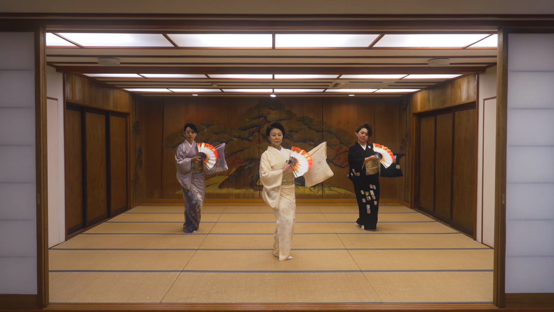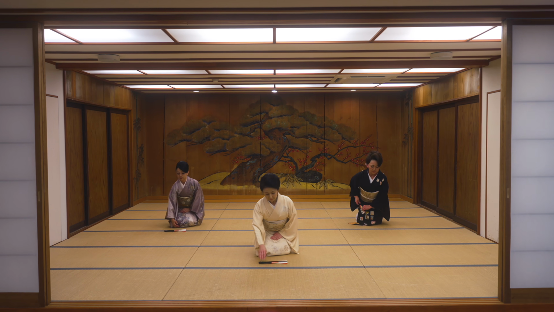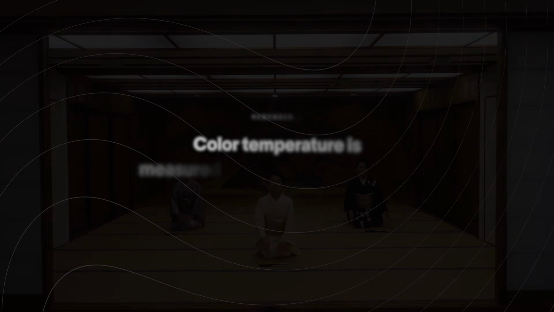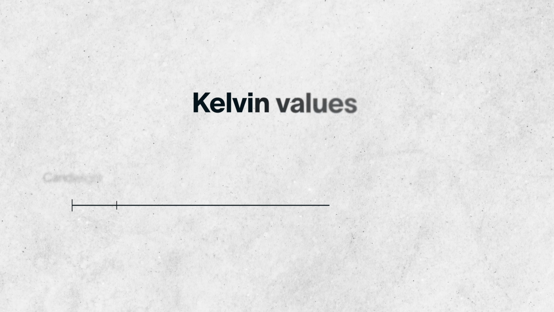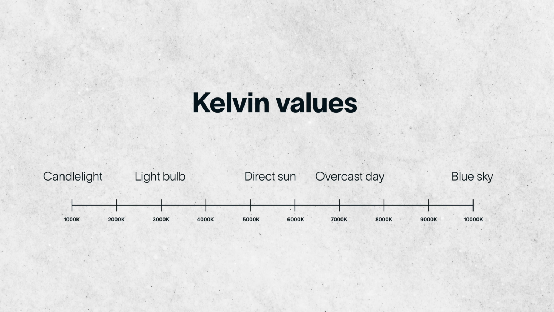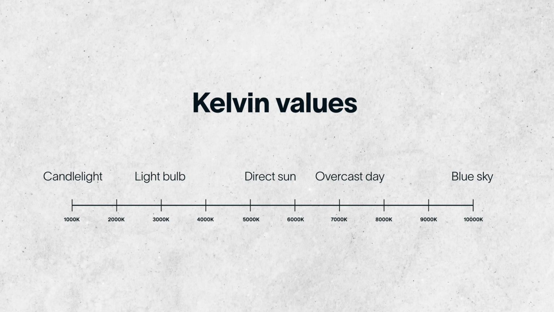Tungsten bulbs give off a very warm orange glow, while fluorescent lights are much cooler and sometimes even a little bit greenish. Color temperature is measured in what's called Kelvin. Warm colors have lower Kelvin values, like candlelight at 1500 K. Cooler light has higher Kelvin values, like the blue sky at 10,000 K. Your camera's white balance setting helps you adjust for these differences. You can make colors look more natural, or you can use the color temperature creatively to help set the mood.